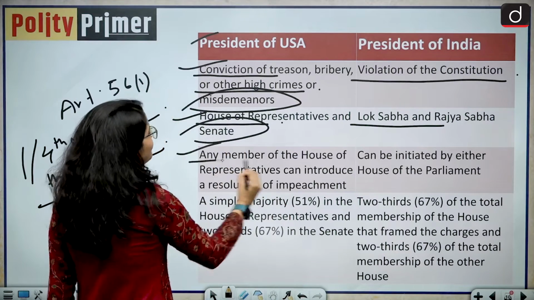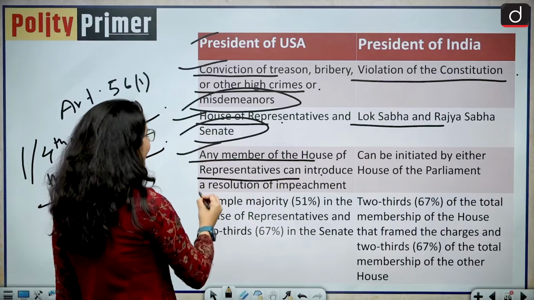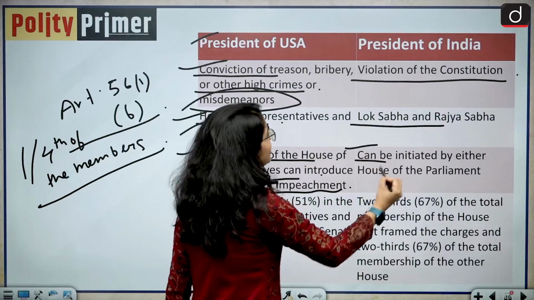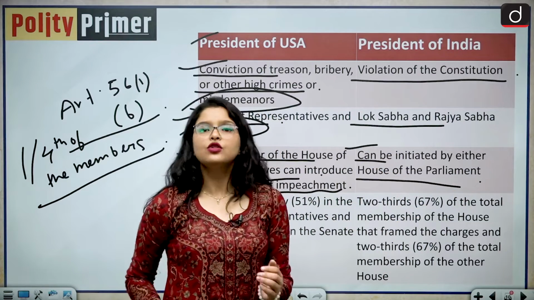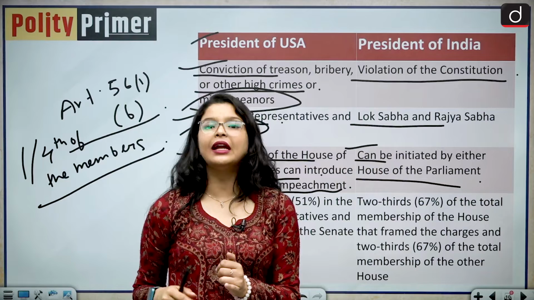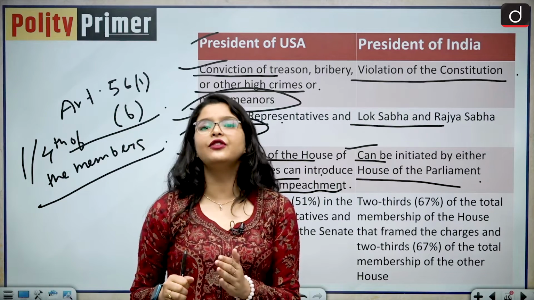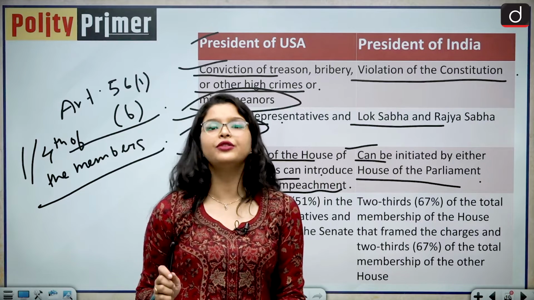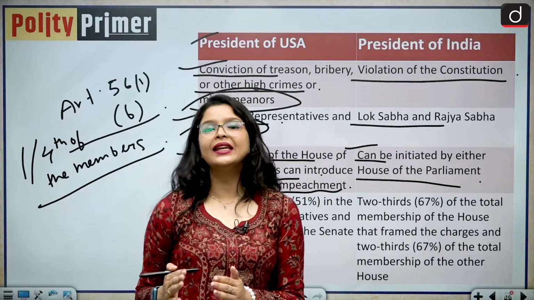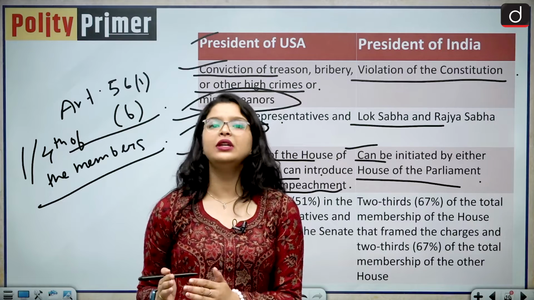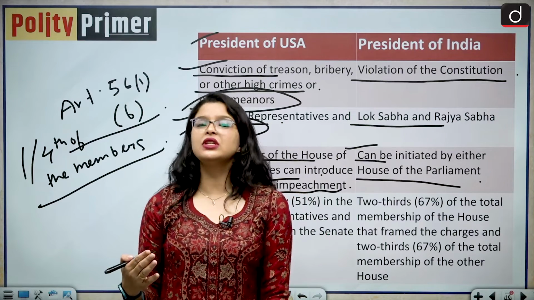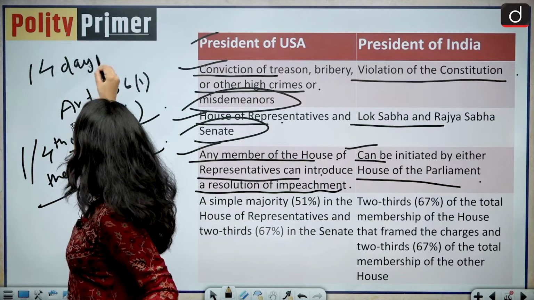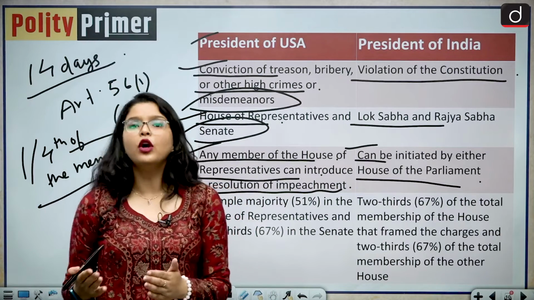Okay. Then any member of the House of Representatives can introduce a resolution of impeachment. Okay. And in the Indian case, it can be initiated by either House of the Parliament. So this also forms a very important distinction, that only a member of the House of Representatives in the case of the USA can bring a motion for impeachment, but this is not the case in India. The impeachment procedure can be introduced in any House of the Parliament, and after the impeachment procedure has been introduced, the President is given 14 days' time to respond to the charges.